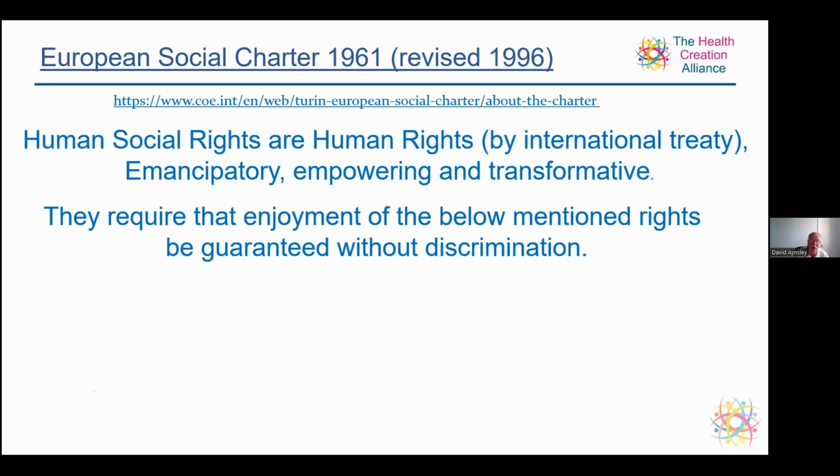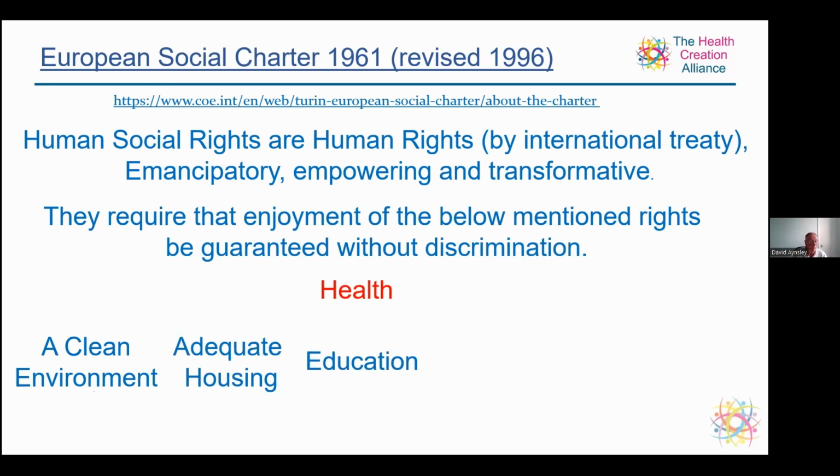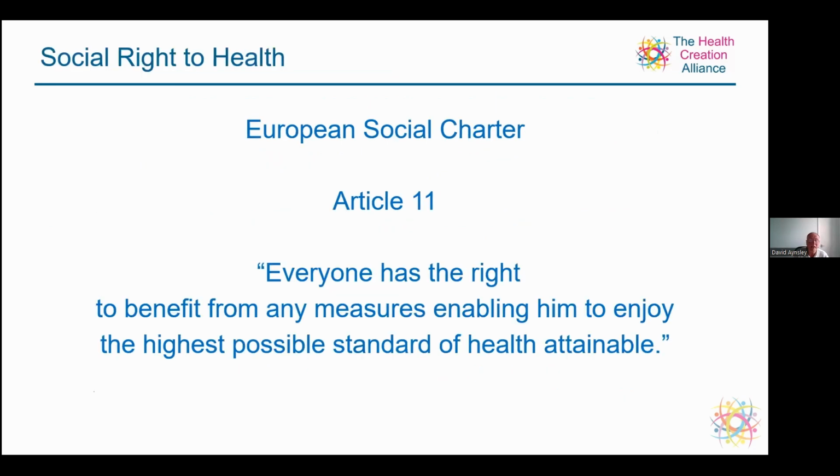And here are some of our human social rights. The right to health, which we're obviously talking about today. We've also got the right to a clean environment, the right to adequate housing, the right to education, the right to a standard of living, and the right to social protection. And the right to health is obviously the one we're interested in today. It's Article 11 of the European Social Charter, which is that everyone has the right to benefit from any measures enabling him to enjoy the highest possible standard of health attainable. So if we do something to give people access to their right to the best possible health, we will create health. And it's a reciprocal equation, really. Create health, give them access to health, it creates health.